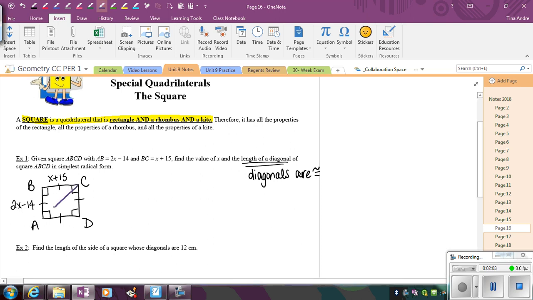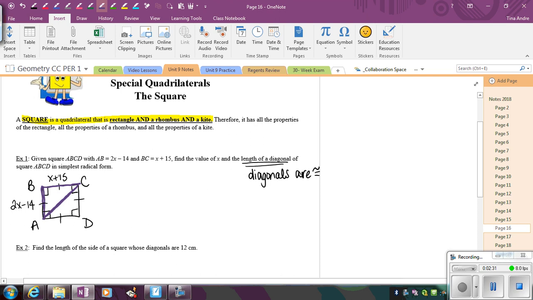So if I sketch in this diagonal, I'm looking at this right away and thinking, okay, well, that's a right triangle. So if I could find x, I could plug it back in, and then I could use Pythagorean theorem to find the length of the diagonal. Now, if I've drawn in diagonal BD, that would be fine. And I just know that AC and BD are equal. So it doesn't really matter which diagonal you find, is what I'm trying to get at.